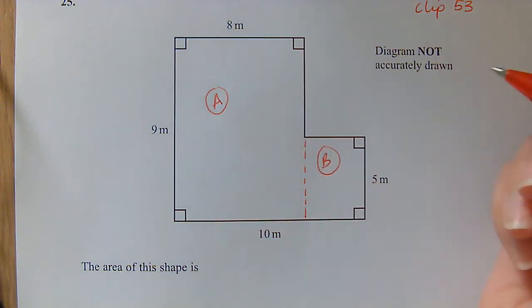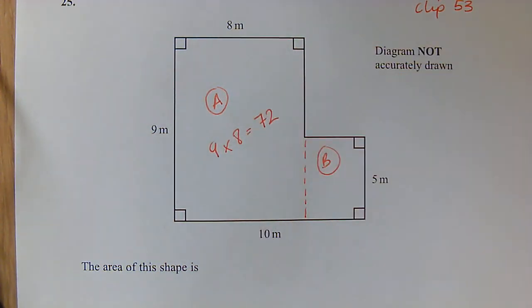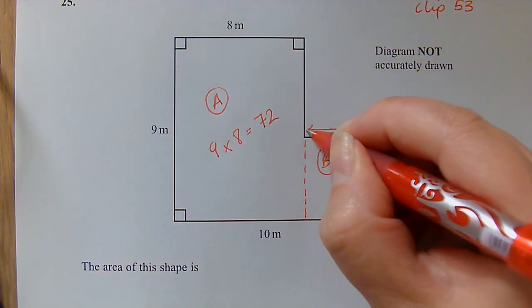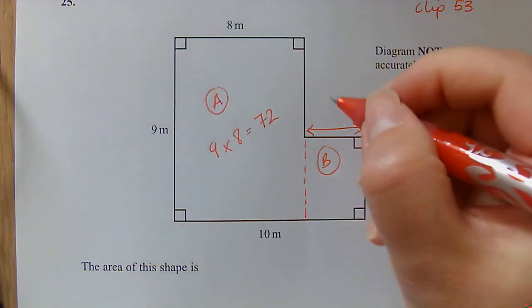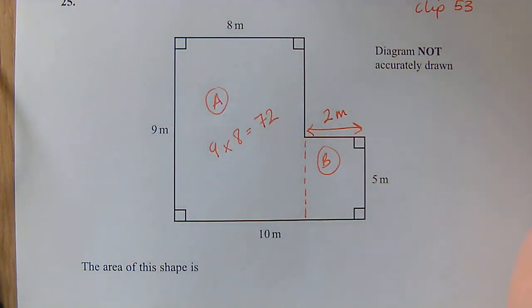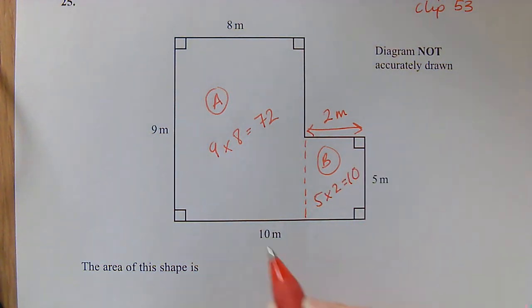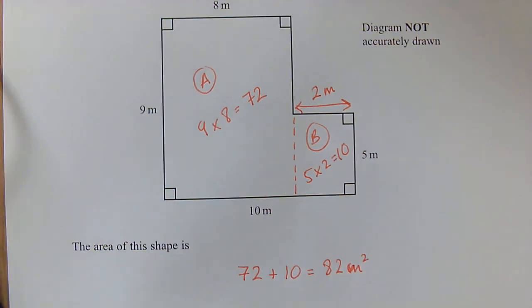So to find the area of A, I need to do our 9 multiplied by 8, which is 72. For this one here, first of all, I need to work out what this length is. So if all that is 10, and this one is 8, this distance is 2 meters. So here I've got 5 multiplied by 2 to give me 10. So the overall area, I will need to add those 2 areas together to give me 82 meters squared, which is C.